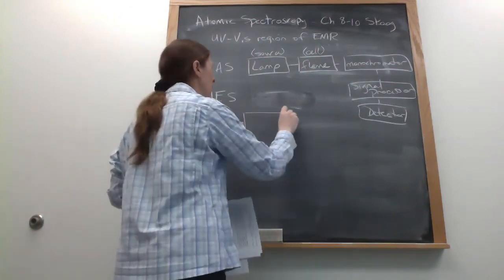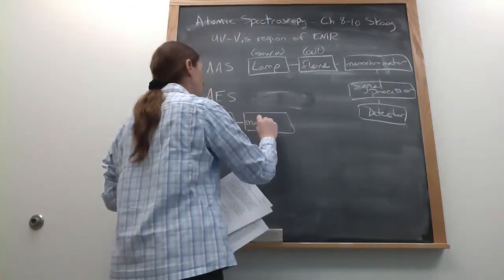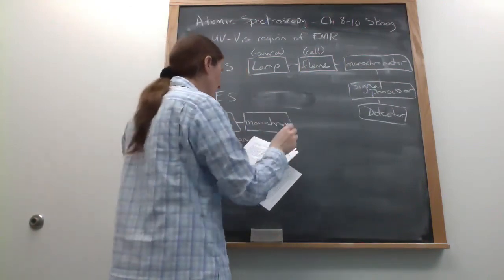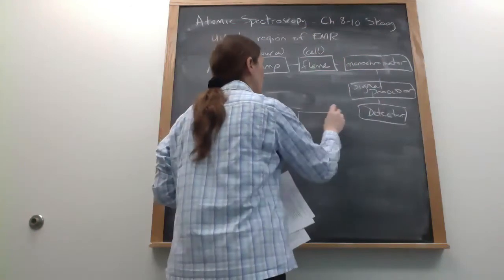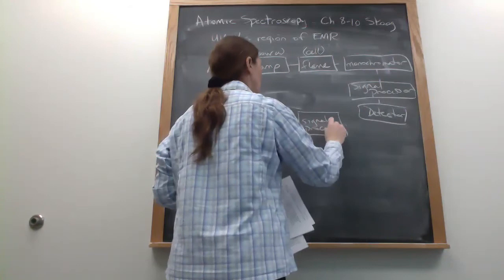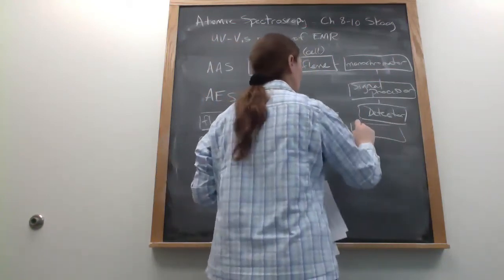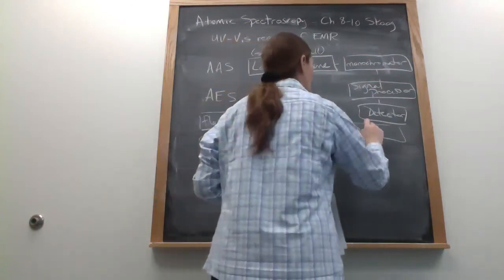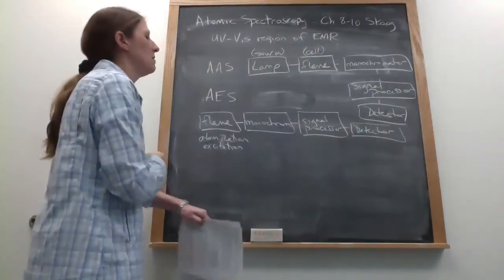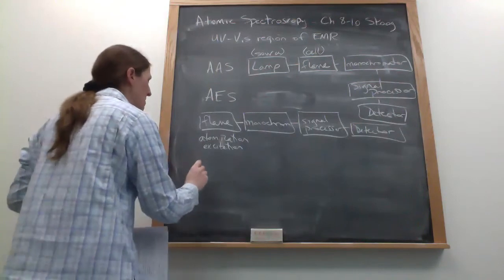That then is going to go through our monochromator, to make sure we're just looking at that one specific wavelength. And then that's going to go to your signal processor and your detector, which are kind of connected, and then your readout, right? And we'll talk a little bit about the signal processors for this.